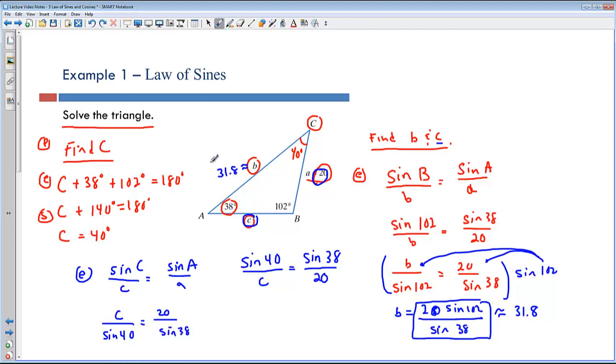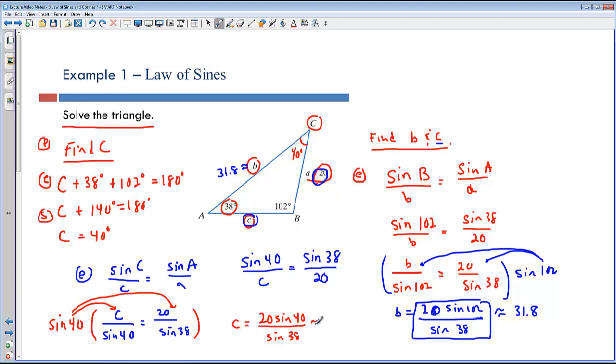And then I'll just multiply both sides here by the sine of 40. So we'll multiply everything here by the sine of 40. When you multiply this side by sine of 40, the sine of 40's cancel and you get C equal to, and when you multiply this side by the sine of 40, you get 20 sine of 40, and then divided by the sine of 38.